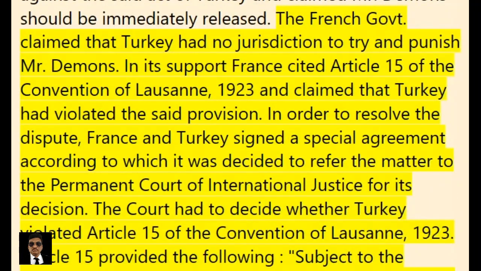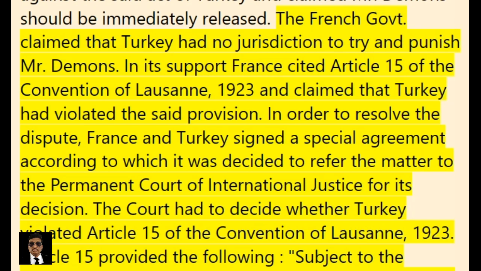The French government claimed that Turkey had no jurisdiction to try and punish Mr. Demons. In its support, France cited Article 15 of the Convention of Lausanne, 1923, and claimed that Turkey had violated the said provision. In order to resolve the dispute, France and Turkey signed a special agreement according to which it was decided to refer the matter to the Permanent Court of International Justice for its decision.